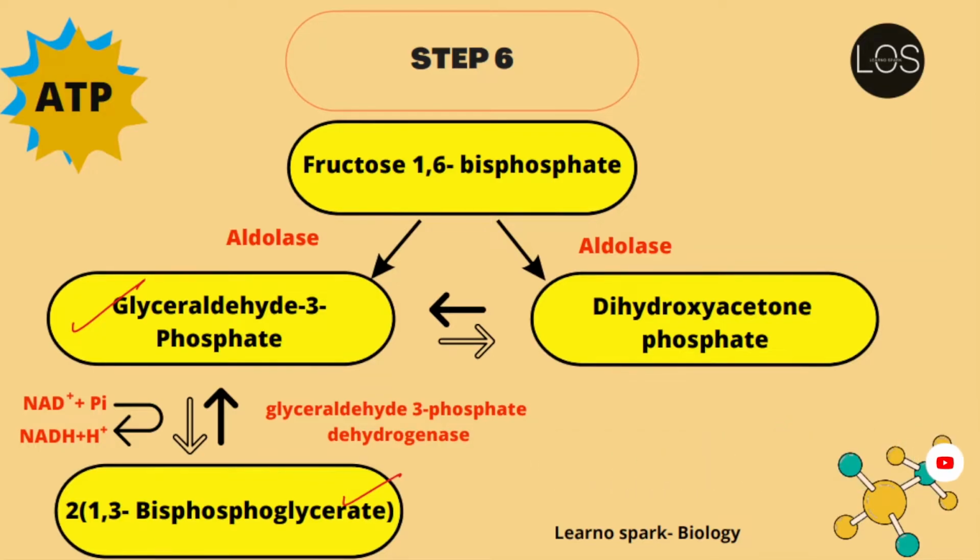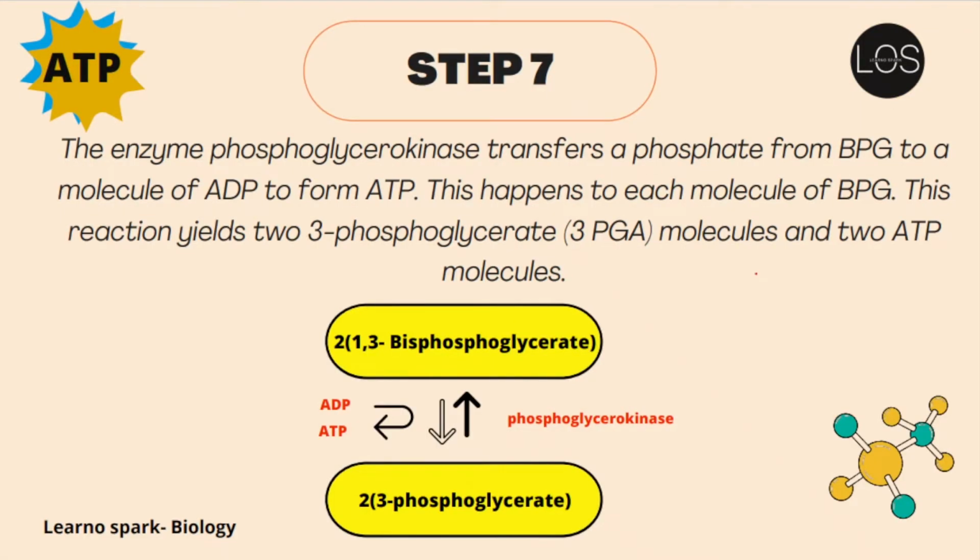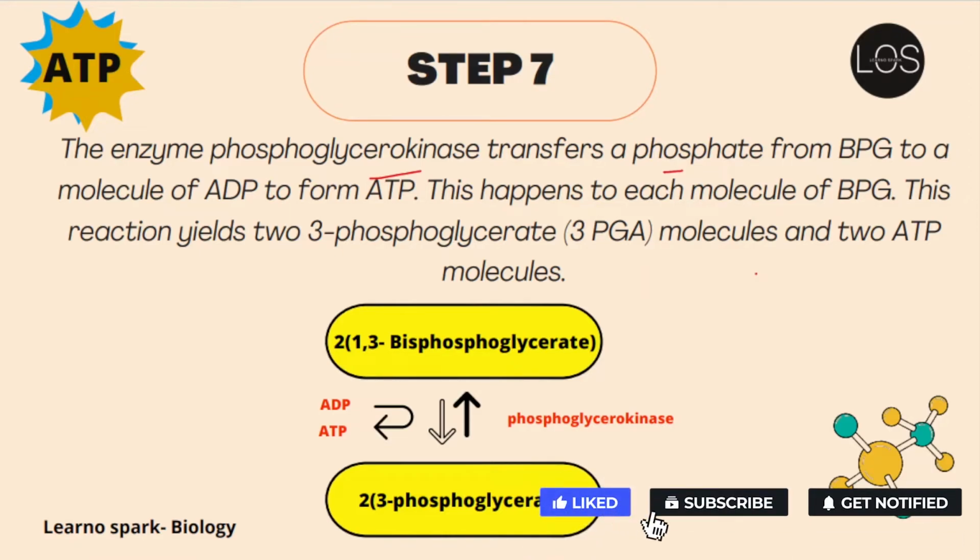Along with oxidation reduction reaction, phosphorylation is also taking place as 2 inorganic phosphate present in the cytoplasm of the cells are added to glyceraldehyde 3-phosphate to convert it into 1,3-bisphosphoglycerate. Here NAD is converted into NADH, and the whole process is catalyzed by glyceraldehyde 3-phosphate dehydrogenase enzyme. In the next step, enzyme phosphoglycerokinase transfers a phosphate from 1,3-bisphosphoglycerate to a molecule of ADP to form ATP.